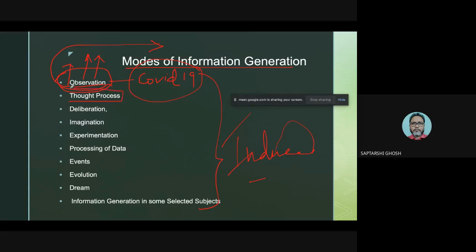Now see, the thought process. You know this one. We have the creative people, the writers, painters, everyone, and even you. Whenever you write, whenever you are thinking, whenever you are listening to me, your thought process is going on. Each and every term I am uttering, each and every sound I am making, each and every line I am uttering, you are processing that.